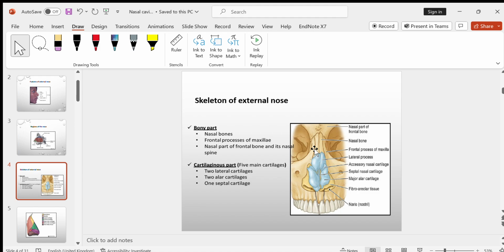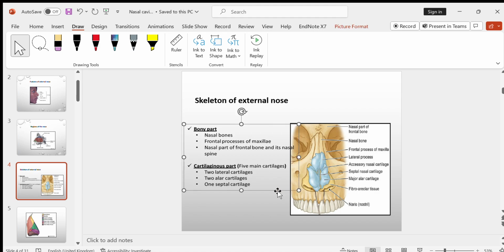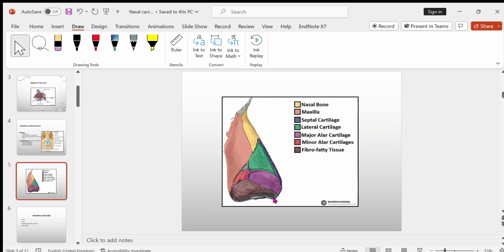So the bony skeleton of the nose, I'll repeat, is formed by the nasal part of the frontal bone, then the nasal bone itself, and then the frontal processes of the maxilla. Coming to the cartilaginous part of the skeleton of the external nose, these are the lateral cartilages, one on either side, the alar cartilages, one on either side, and the septal cartilage in the center. This picture summarizes the bony plus the cartilaginous part of the external nose skeleton.